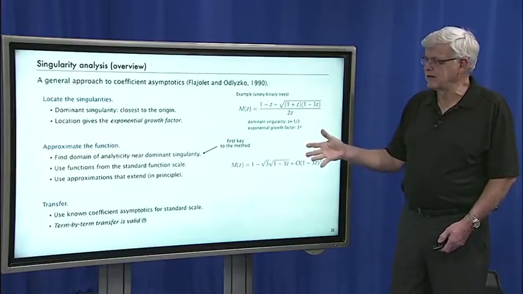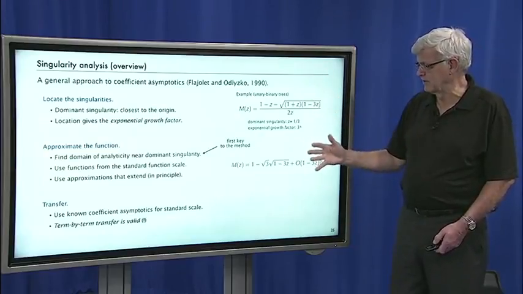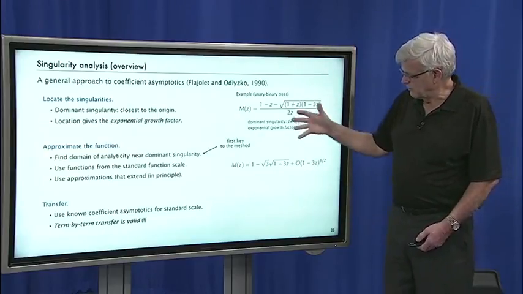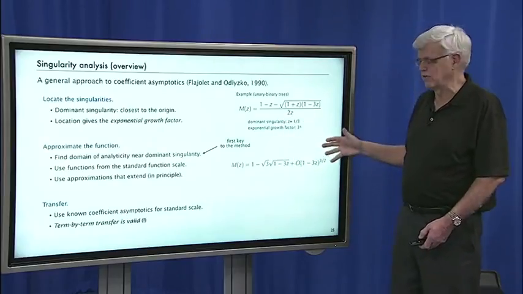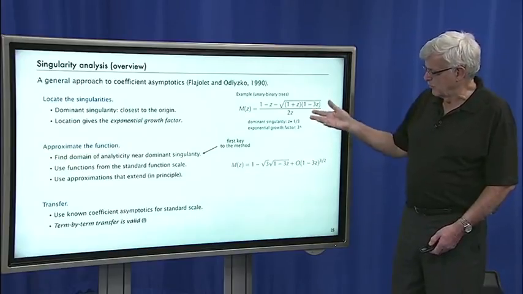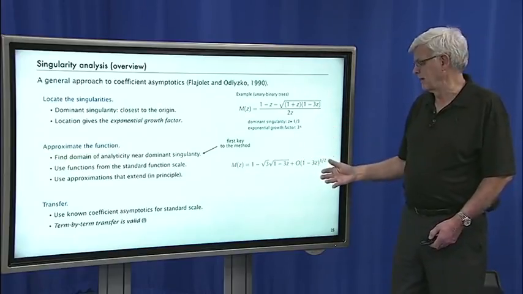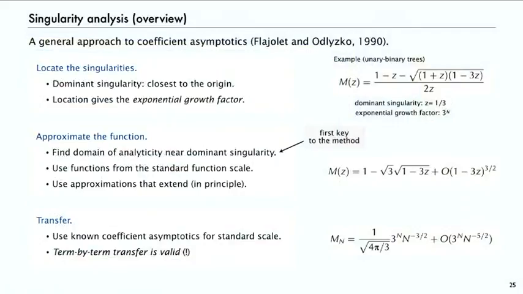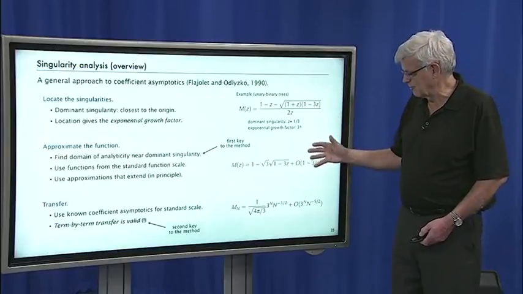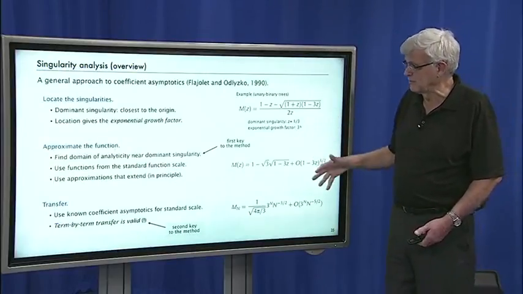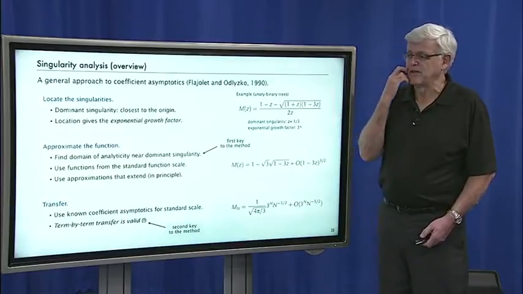The other basic idea in singularity analysis is now we've got the thing expressed as an approximation using the standard scale. We can do term-by-term transfer and immediately transfer this using the standard scale to the result, and even transfer the big O to the corresponding result. That's another key to the method: term-by-term transfer is valid. That has to be proved, and that's one of the keys to the method.